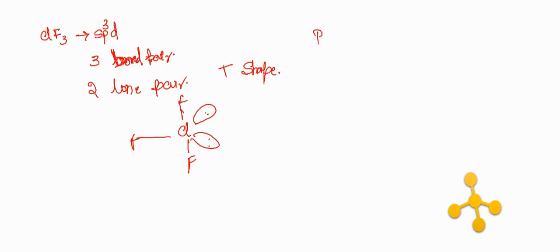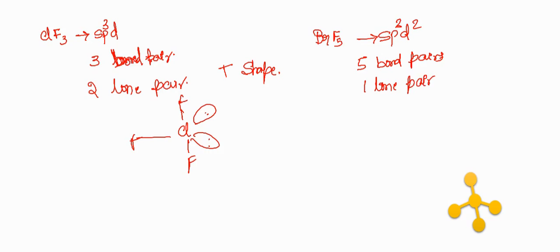Next it is BrF5. BrF5 hybridization is sp3d2, and you will observe five bond pairs and one lone pair. So the geometry is square pyramidal, like this. Br here, and here it is.